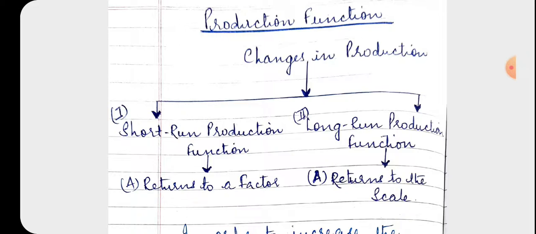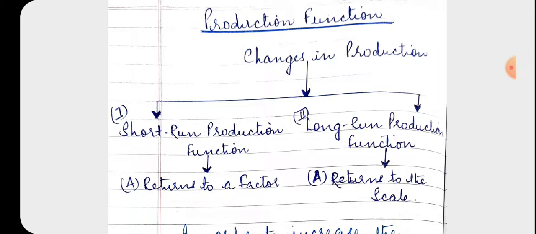During short run, it is known as returns to a factor, and during long run, it is known as returns to scale. During short run, we have fixed factors as well as variable factors, but during long run, there is no space for fixed factor. All the factors become variable. It means that during long run, the producer is having enough time and enough resources that no factor is fixed.